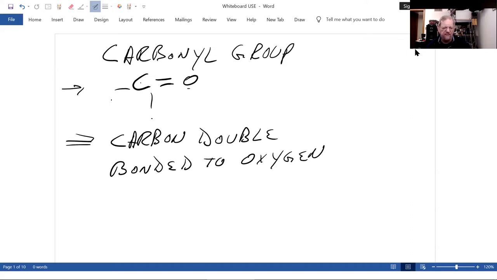Carbonyl group: a carbon double bonded to oxygen. This is how you draw it, carbon, double bond to oxygen. And this is how you say in words, what is a carbonyl group? Remember, a carbonyl group is not a functional group. It's found in other functional groups like ketones and aldehydes. And in my personal opinion, it's probably the most important concept of all of organic chemistry.